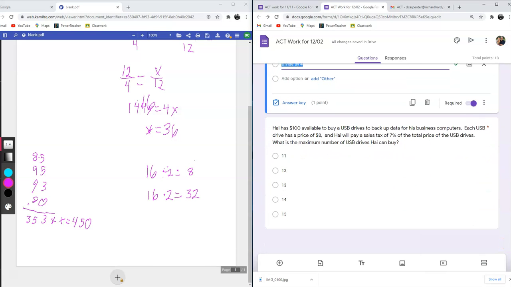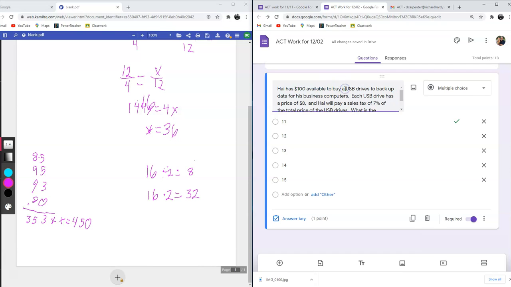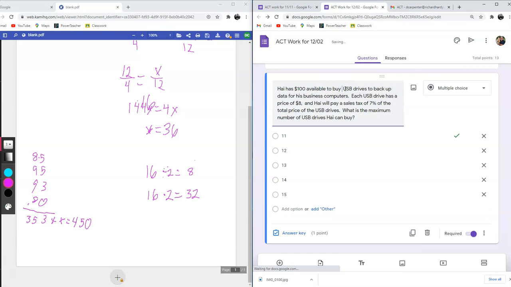Hi has $100 available to buy USB drives to back up data for his business computers. To back up data on his business computer, each USB has a price of $8. Hi will pay a sales tax of 7% on the total price of the USB drives. What is the maximum number of USB drives he can buy?